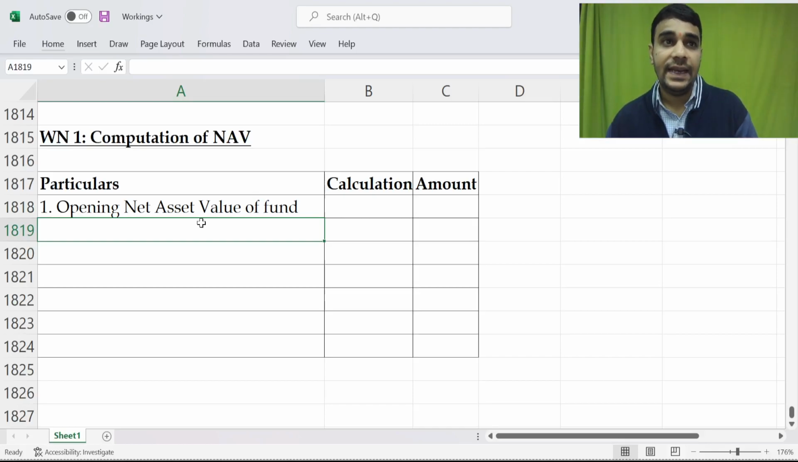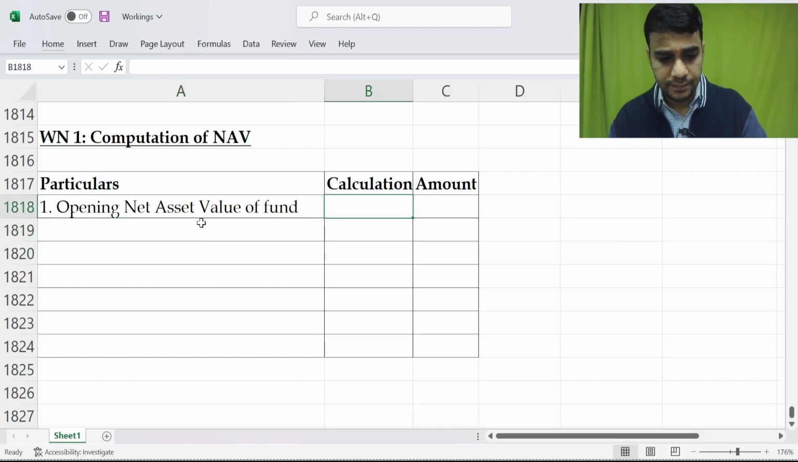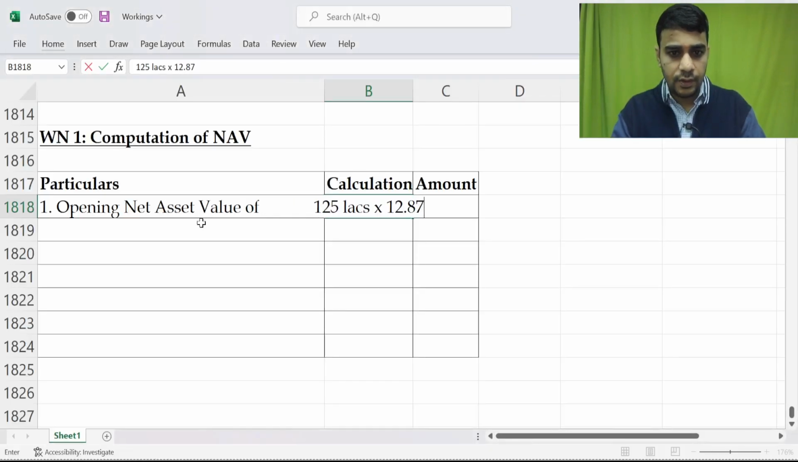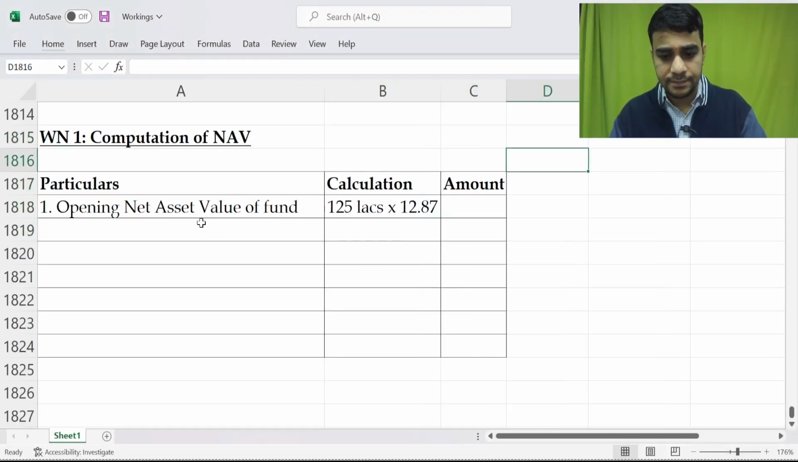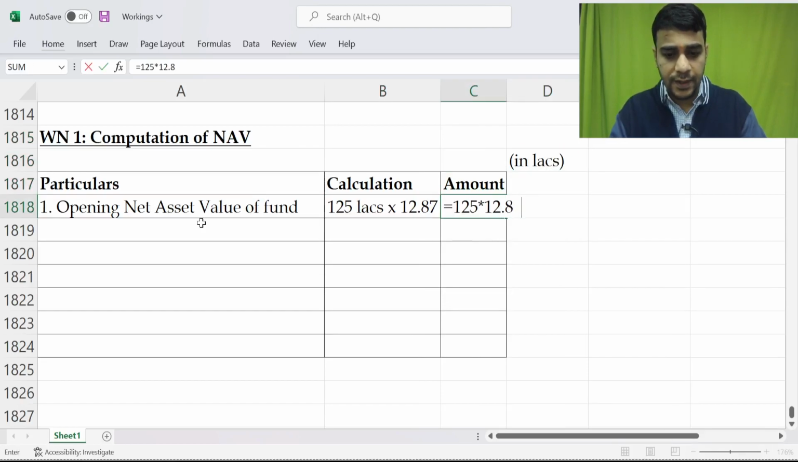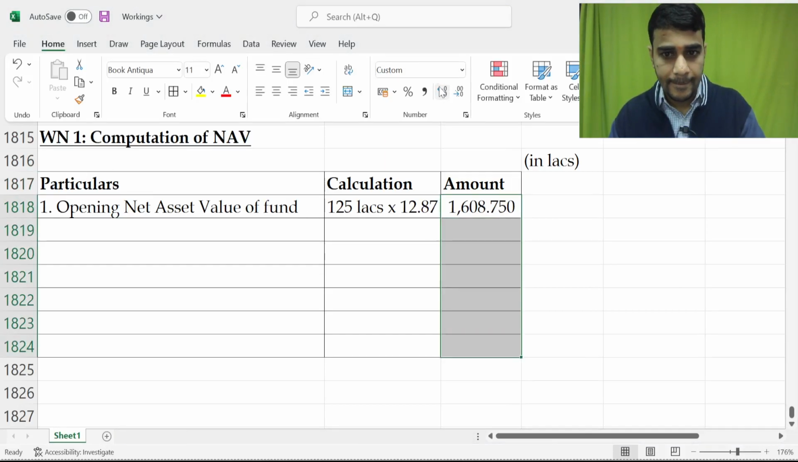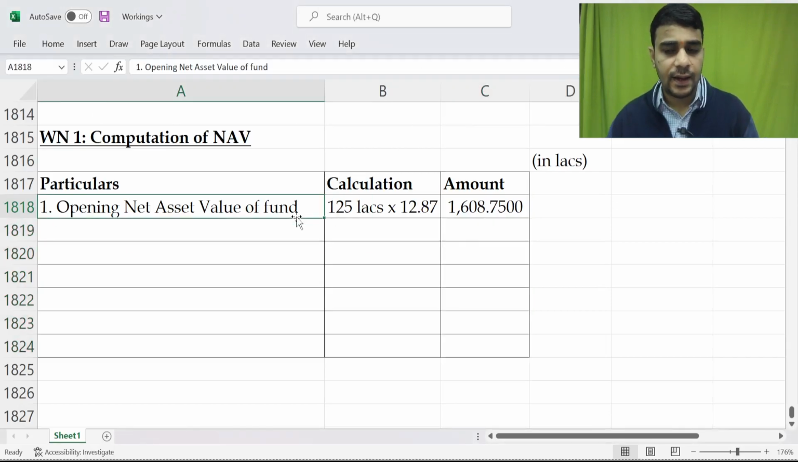There is something called NAV per unit and NAV of fund. NAV of fund is the value of all assets. How many units are there? 125 lakhs into what is the opening NAV? We'll do this in lakhs. 125 into 12.87. Opening NAV of fund, 125 lakhs into 12.87.